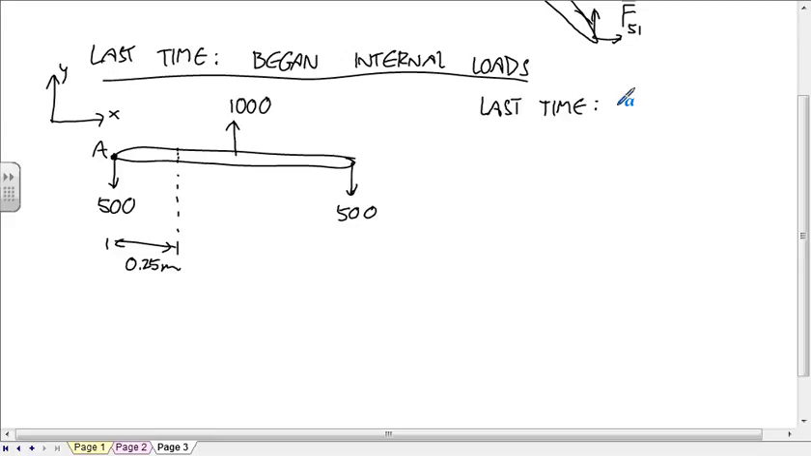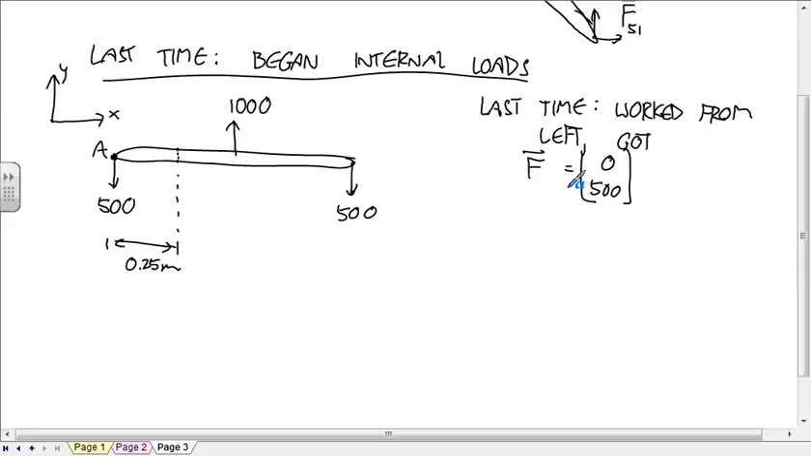Last time we worked from the left side, and we got an internal force vector of 0, 500, and an internal couple of negative 125. This is newtons, this is newton meters. Okay, so working from the right, we should get the same thing.